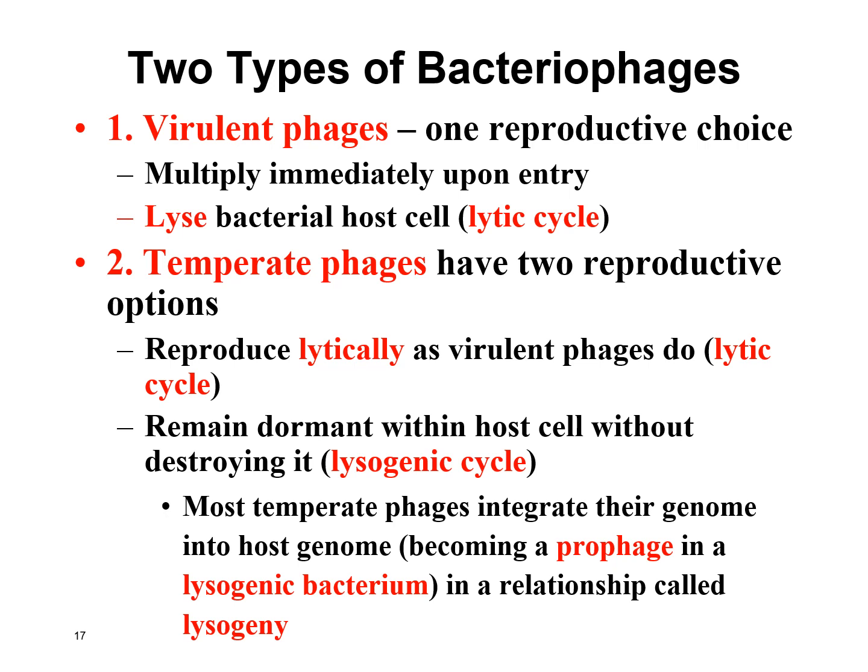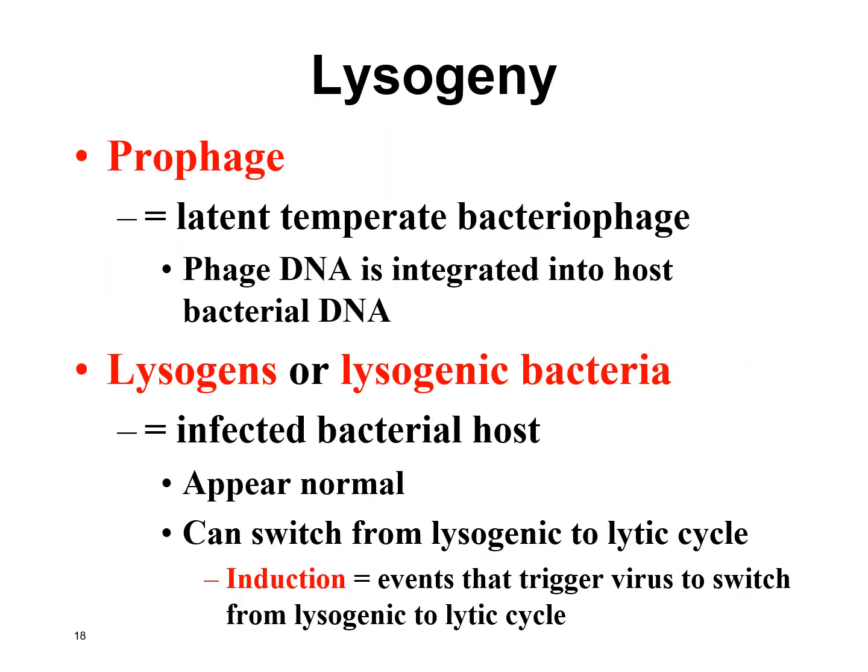Okay, remember we talked about there were two different types of bacteriophages. We had the virulent phages, which only do the lytic cycle, and then we have the temperate phages, which do the lysogenic cycle and then the lytic cycle later. Okay, and then we'll just talk about these terms in the next picture.